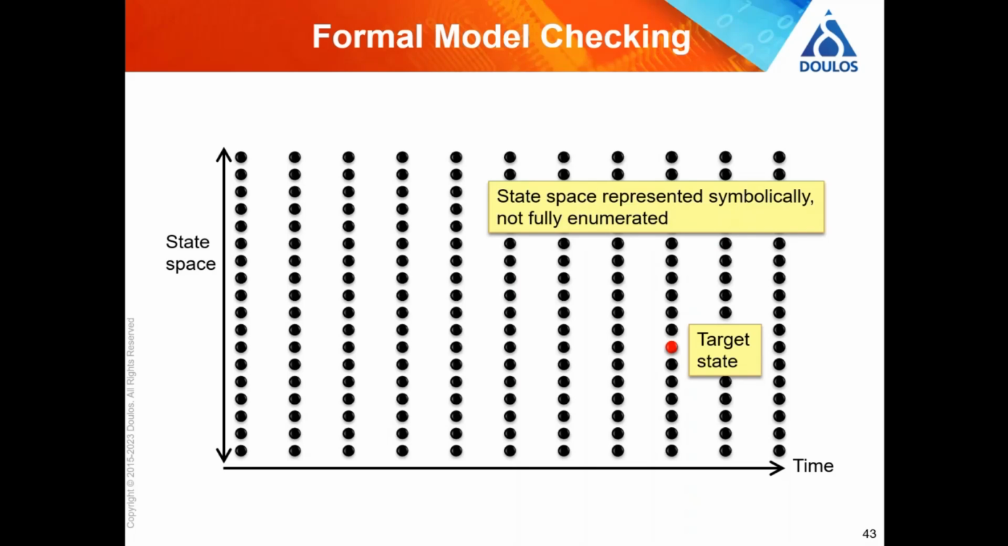And if you're writing an assertion, that defines what is called a target state. And reaching the target state with an assertion is a bad thing. So what the tool is trying to do is show that you can reach that target state. And if it can reach that target state, then it has disproven the assertion.